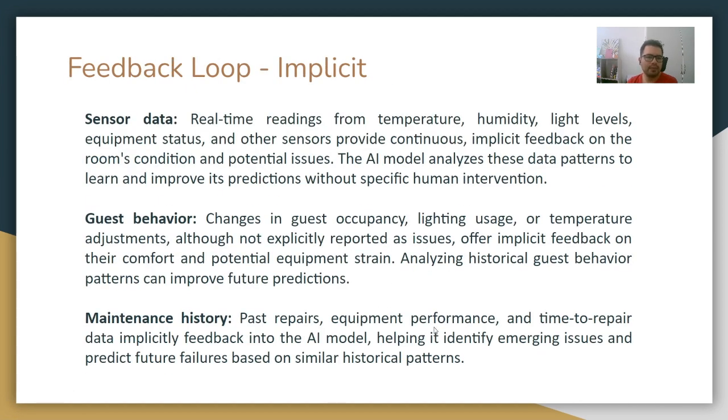About the feedback loop, we have two possible feedback loops: implicit feedback loop and explicit feedback loop. About the implicit feedback loop, we can use sensor data to read this in real time. About guest behavior, changing guest occupancy, lighting usage, or temperature adjustments, even if not explicitly reported as issues, offer implicit feedback on their comfort and potential equipment strain. And about the maintenance history, past repairs, equipment performance, and time-to-repair data implicitly feed back into the AI model, helping it identify emerging issues and predict future failures based on similar historical patterns.